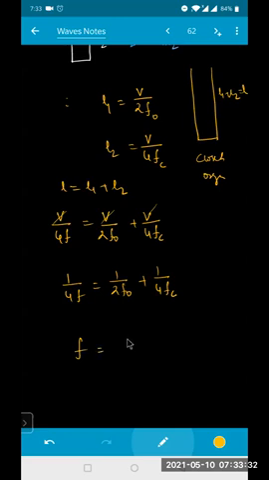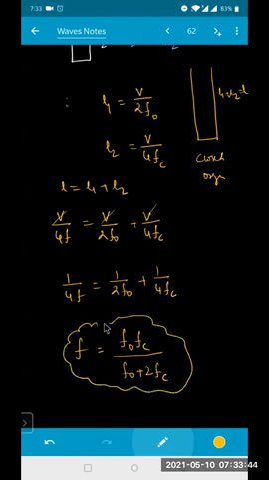F will be coming out for me how much? So the LCM for this one will become F naught into FC divided by F naught plus 2 times of FC. So this will be the frequency of the combined one.